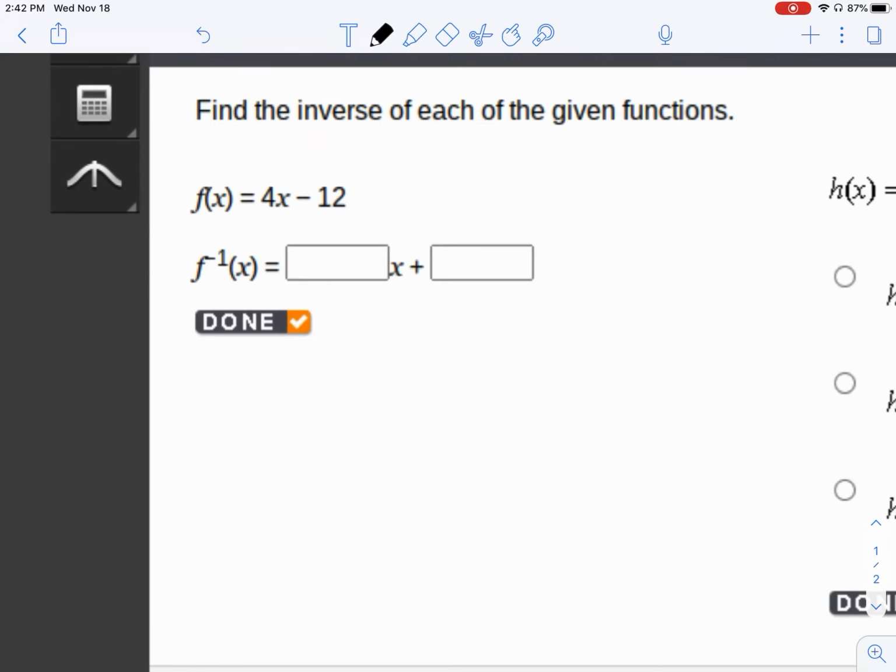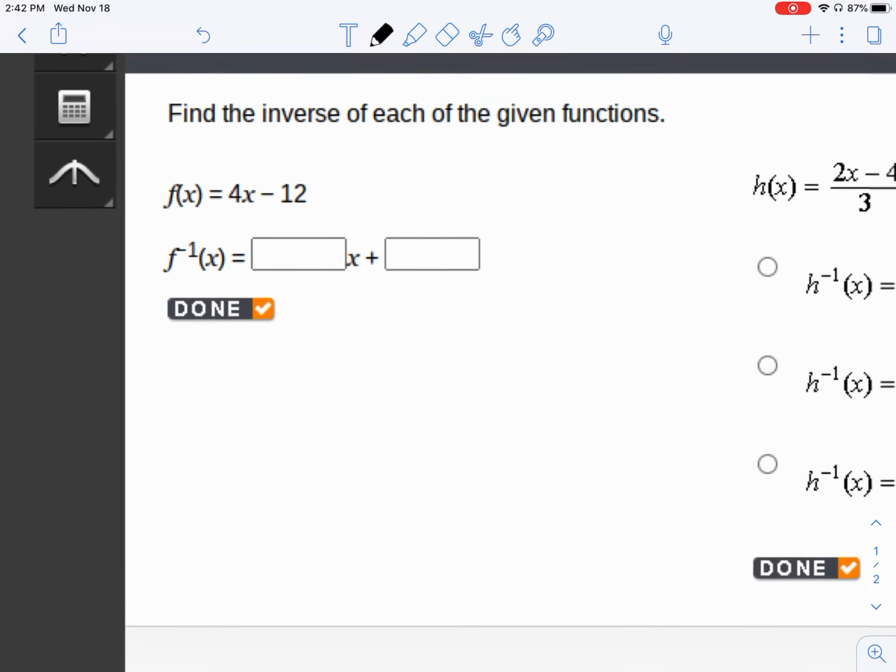Well, y and f of x are the same thing. f of x is a fancy way of saying y. So I can write y equals 4x minus 12. Since we're interchanging x and y, where I have y, I'm going to write x, and where I have x, I'm going to write y. Boom. And we're going to solve for y. This y is basically the inverse of my original function f of x. So I am going to solve for y right now.